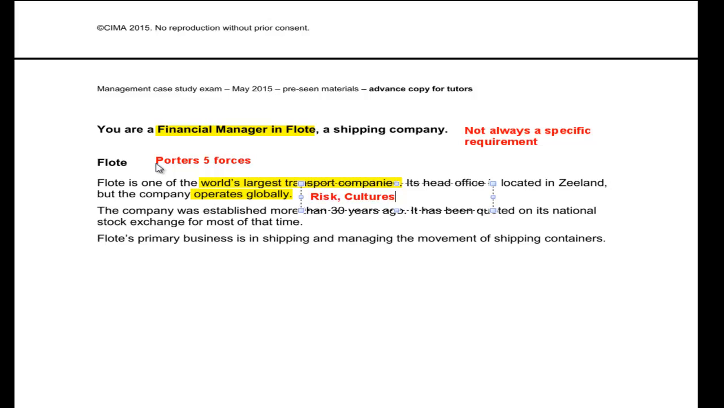Now, the next part here mentions being quoted on the National Stock Exchange. Seems like a fairly unimportant term. There are many large companies that are quoted entities, and it's just sort of a matter of fact. But you should be looking at thinking, well, hang about, what could being on the stock exchange mean for this company?